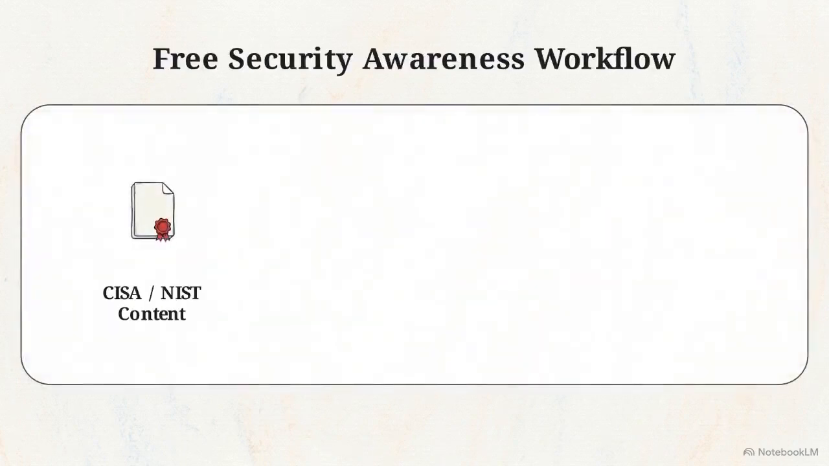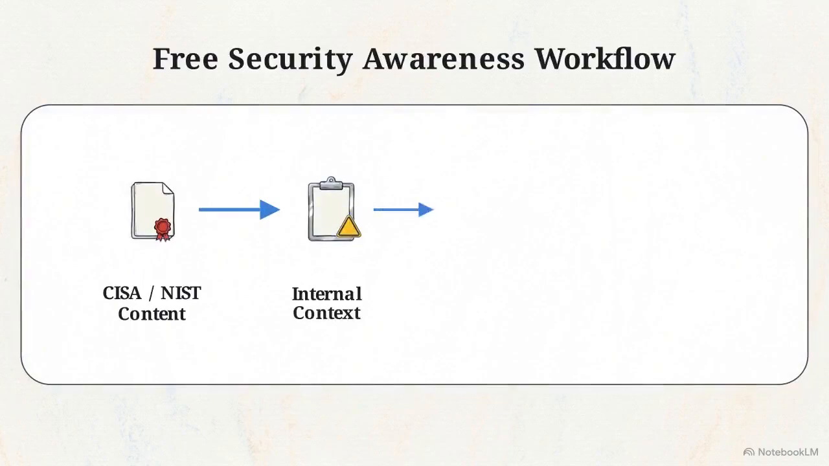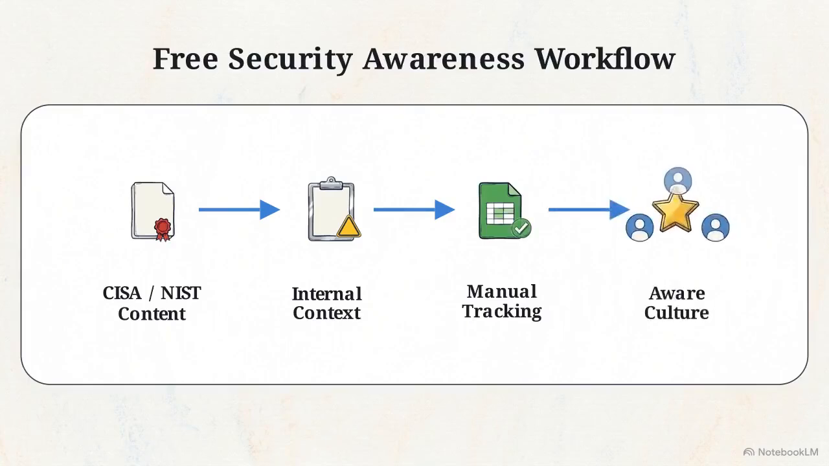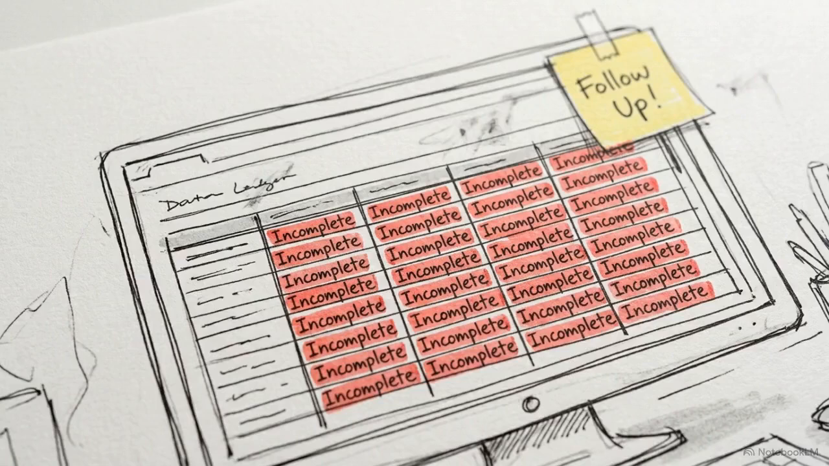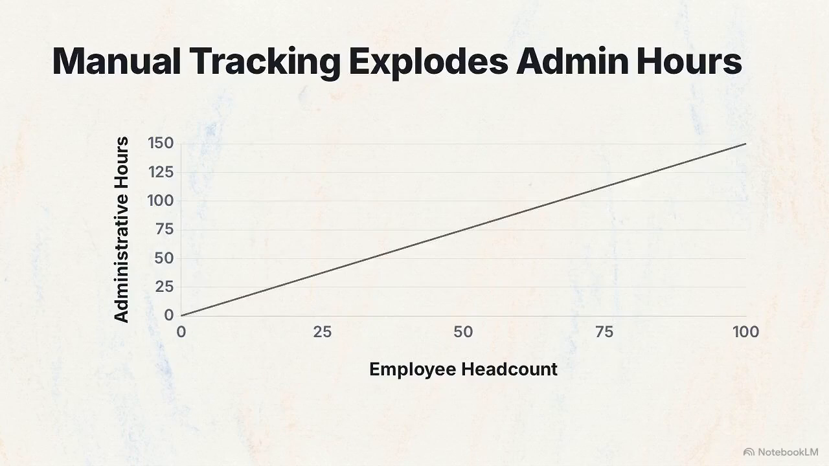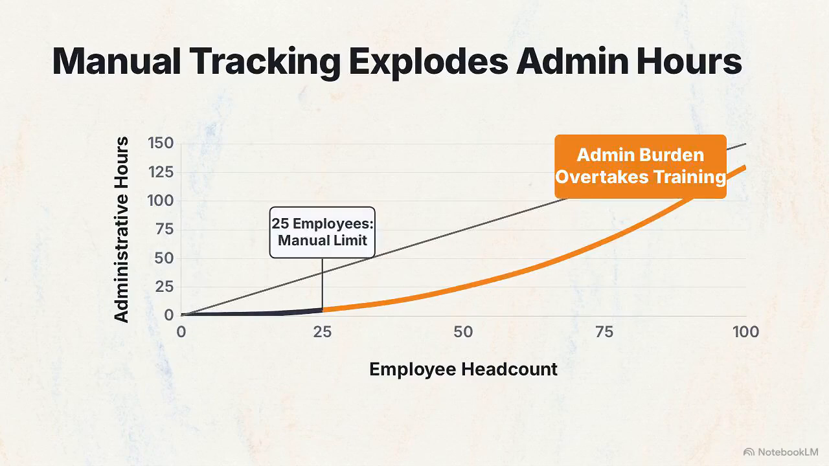A free program requires a specific workflow: selecting CISA or NIST content, adding your internal context, and manually tracking completions in a spreadsheet. For a small team, this process is sufficient to create a culture that is aware of common cyber threats. The trade-off is the administrative load. Chasing employees for completions and managing records manually takes significant time. As your headcount increases, the time spent updating spreadsheets and following up with staff grows in parallel. Managing the records eventually takes more time than the actual training.